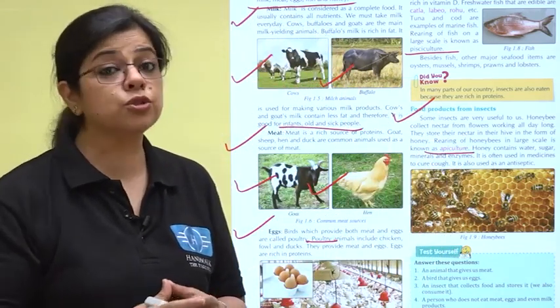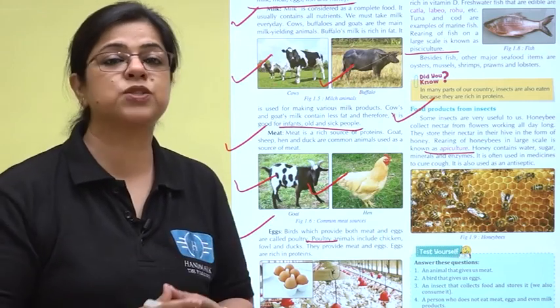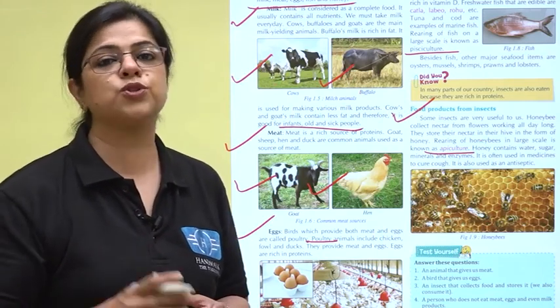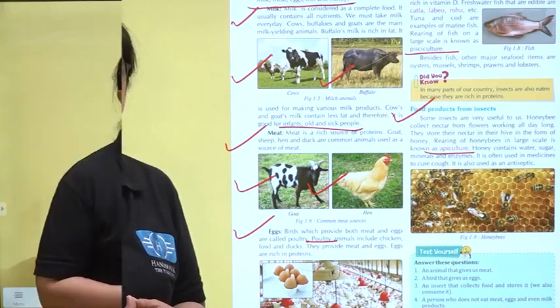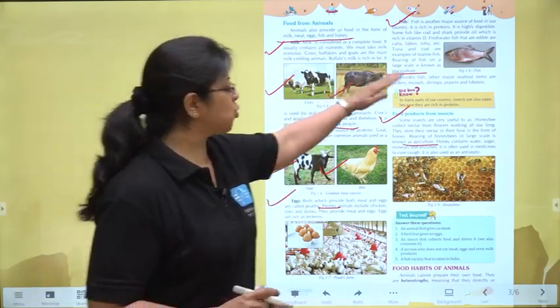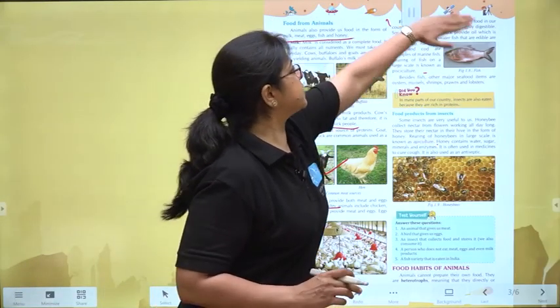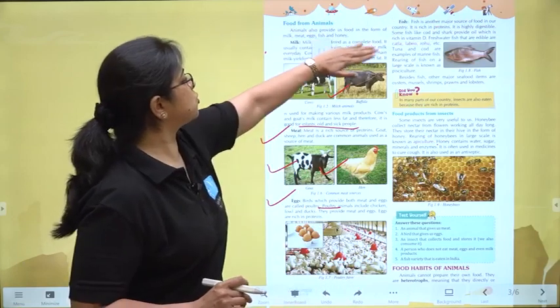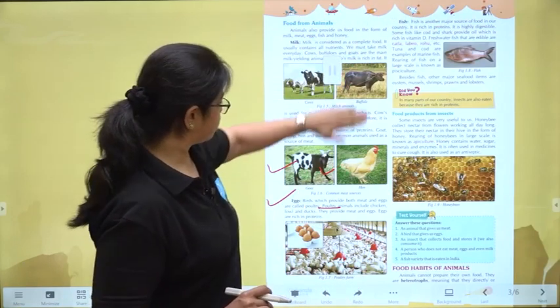Honey is a good source of energy. It is mixed with drinks. Honey is also used as an antiseptic. Having learnt about the various sources of foods, let us understand about the food habits of animals.